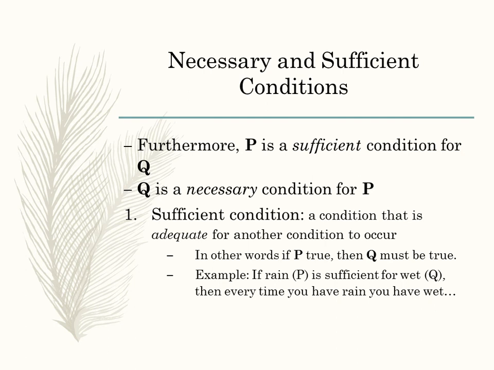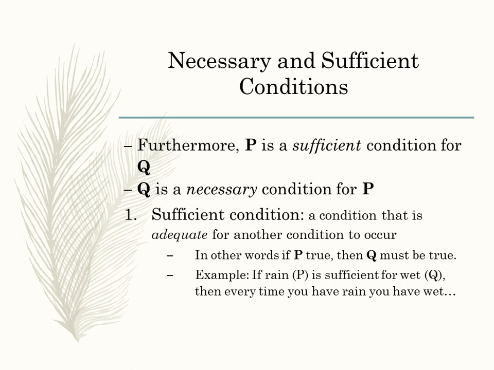P is a sufficient condition for Q. Q is a necessary condition for P. Let's define these. A sufficient condition is a condition that is adequate for another condition to occur. If rain is sufficient for wet, then every time you have rain, you have wet. Rain is a sufficient condition for wetness to happen. Does that make sense?